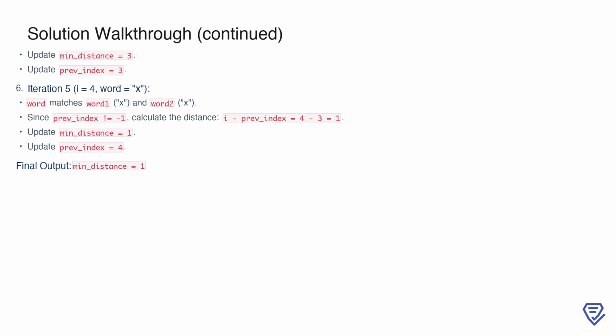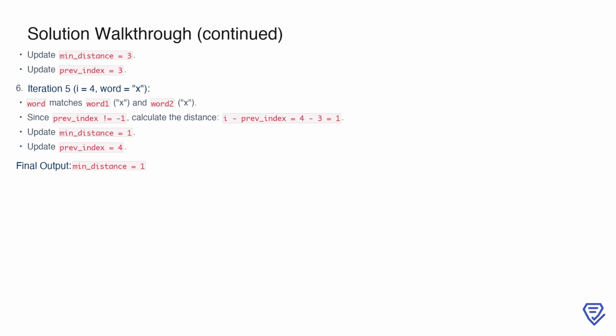At index 4, the word is x, which matches the targets once more. This time, with prev_index at 3, we calculate the distance as 4 minus 3, which equals 1. We update min_distance to 1 and prev_index to 4. The shortest distance between occurrences of x is therefore 1.